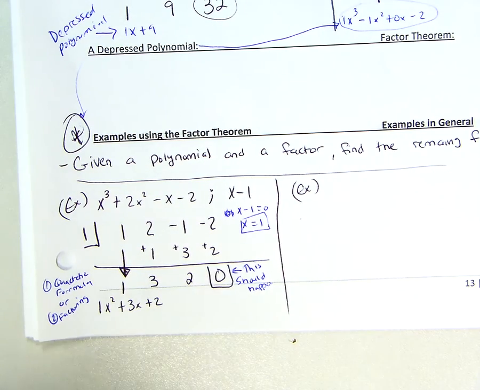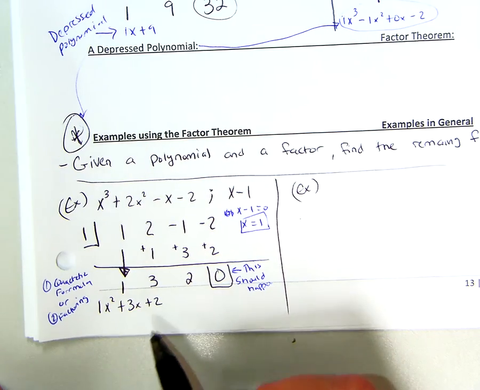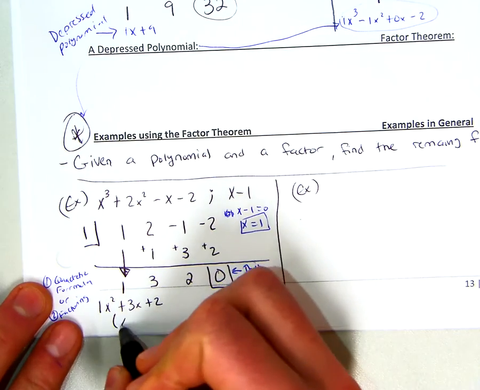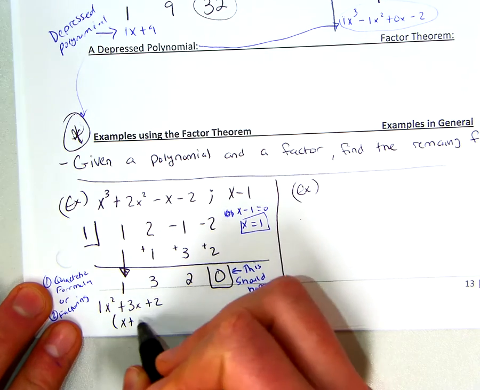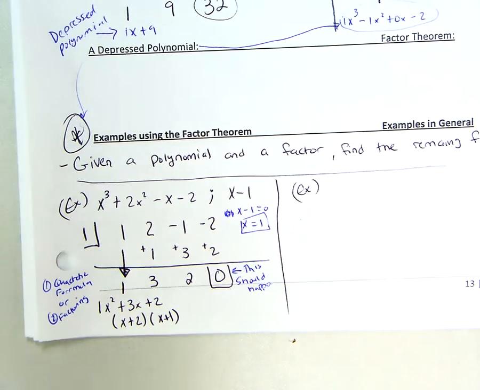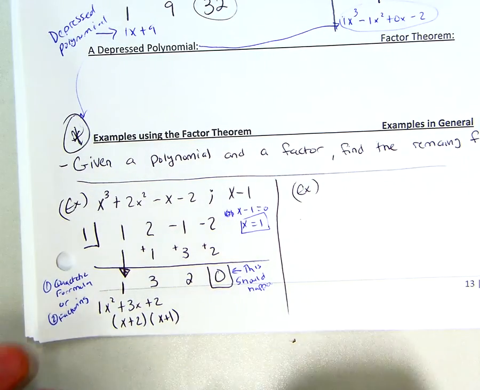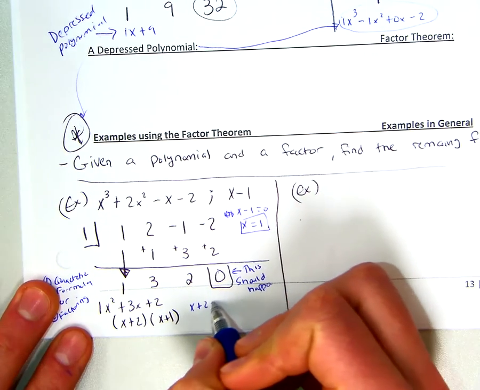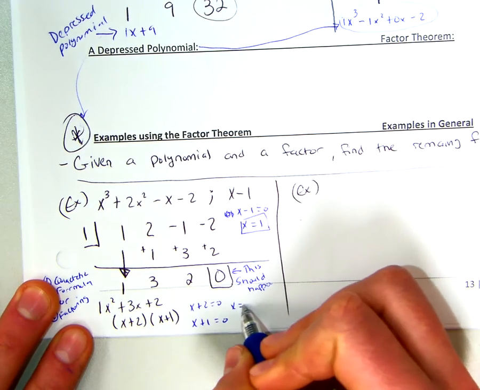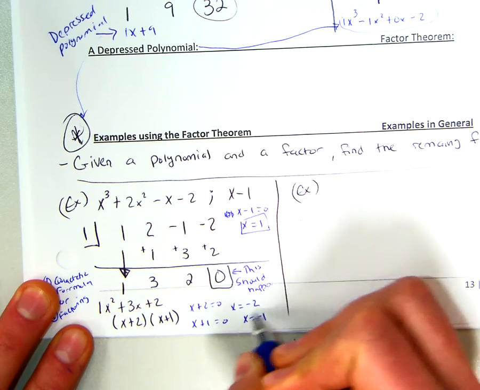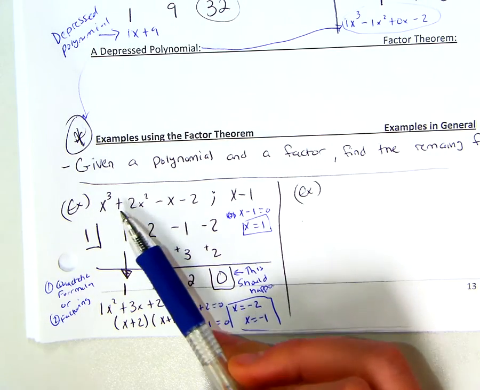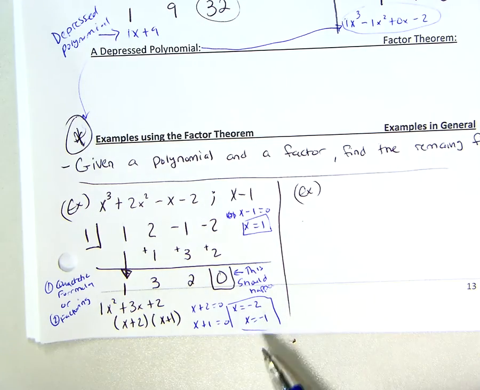Right, if it factors easily. Again, I'm looking for two numbers that multiply to 2 and add to 3. That's going to be x plus 2 and x plus 1. I then can set these both equal to 0, so I have x plus 2 equals 0 and x plus 1 equals 0 to get that x equals negative 2 and x equals negative 1. I should have 3 solutions. I started with an x cubed, so I should have 3 solutions, which I do.